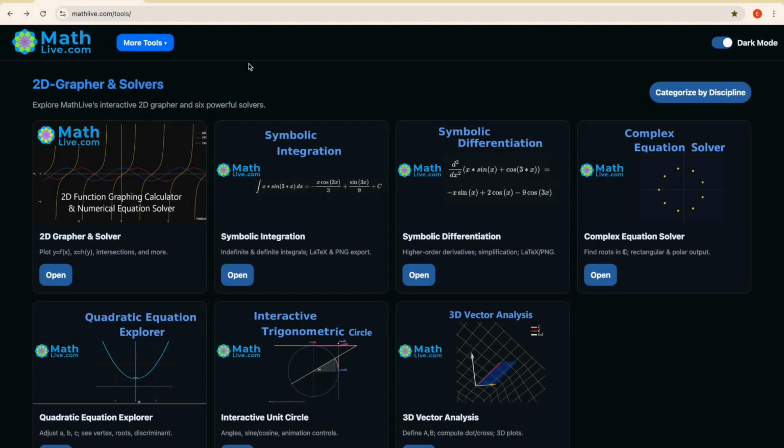We are now going to verify our solution using MathLive.com, which has a 2D grapher and solver along with 6 additional solvers. They are the symbolic integration, symbolic differentiation, the complex equation solver, quadratic equation explorer, interactive unit circle, and 3D vector analysis. More solvers will be added in the future, but for now we are going to go to the 2D grapher and solver to verify that our triple angle identity is true.